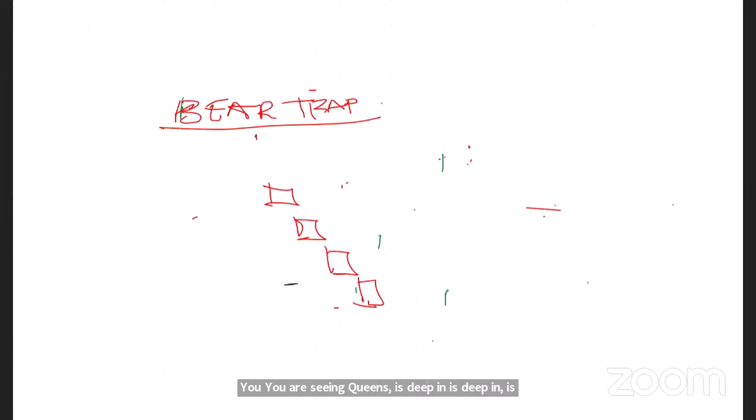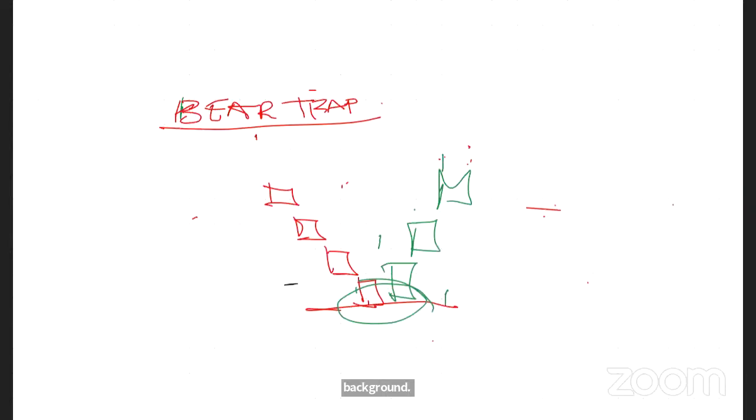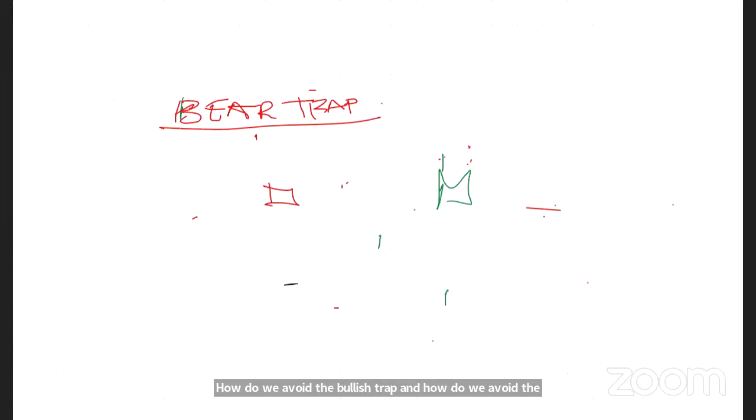You are seeing coins, the coin is dipping, dipping, dipping. You believe that this coin is going to continue going down. Then what changes is that the coin reaches somewhere and now it forms green candles. So it means this was a bear trap. Okay. Now, how do we avoid the bullish trap and how do we avoid the bear traps? Okay, that's what I want to handle.